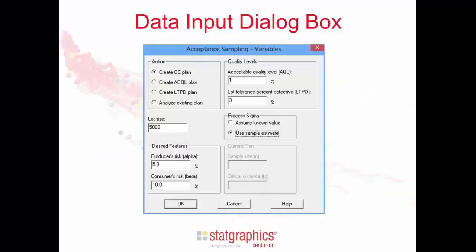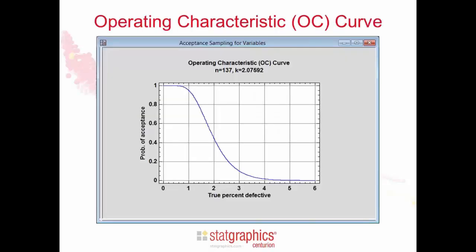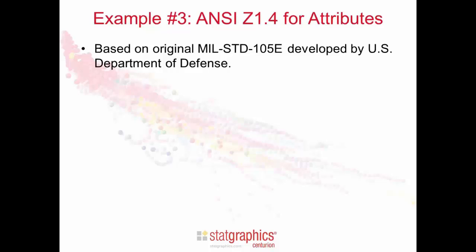Okay, well, that's the first type of plan I wanted to show you, the OC type plans. The second type of plans we want to talk about are those developed initially by the United States Department of Defense and later picked up by ANSI as standard acceptance sampling plans. The third example in the webinar is actually going to be a sampling plan for attribute data following the ANSI Z1.4 standard.